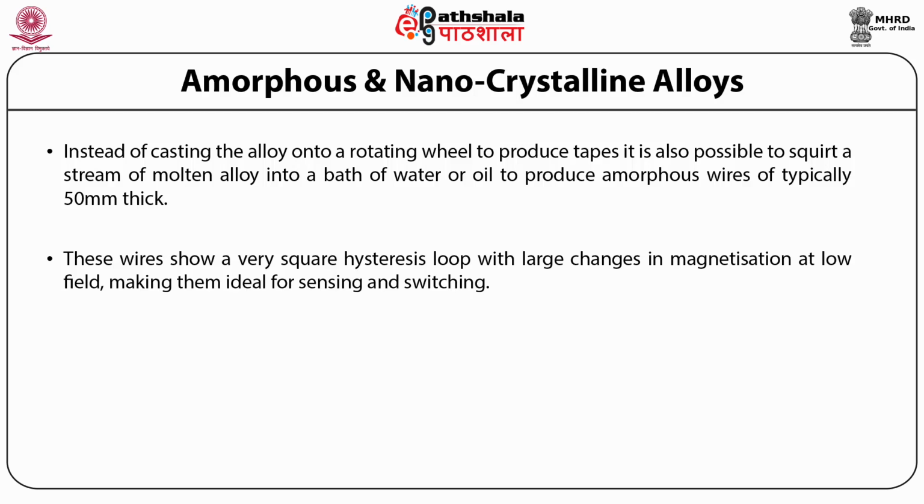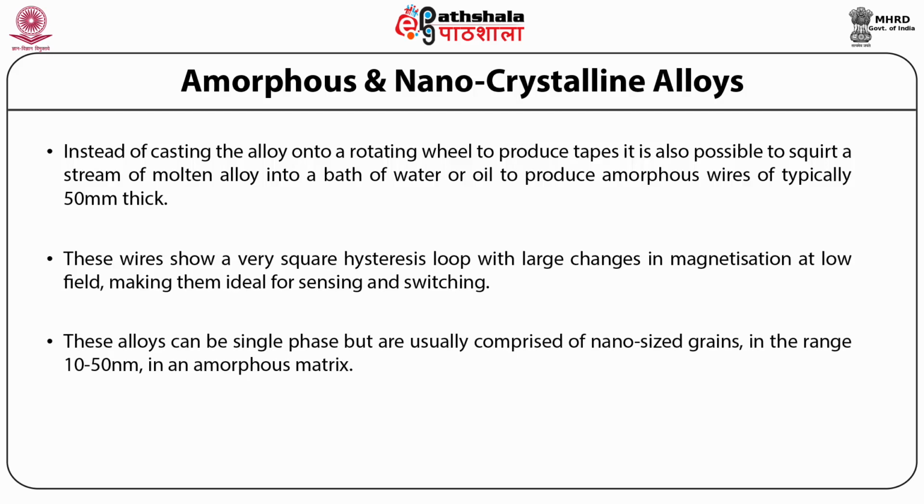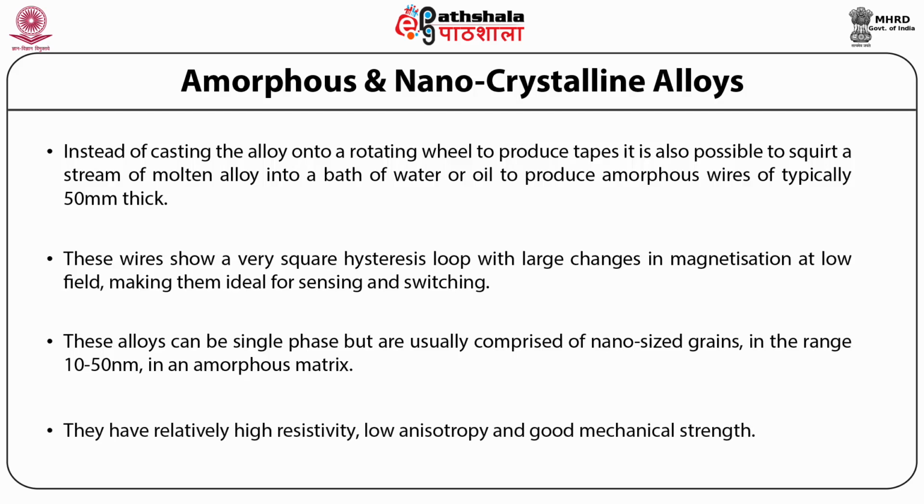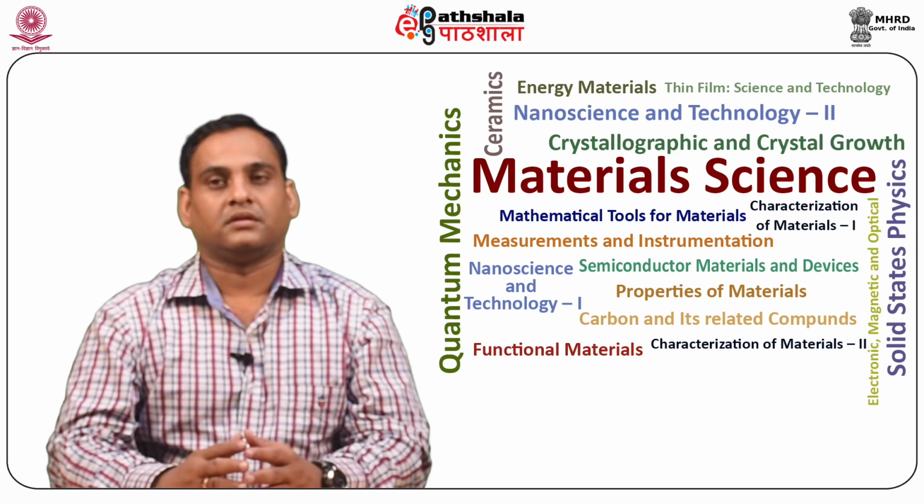Recently, there has been much interest in nanocrystalline material, which is produced by annealing the amorphous material. These alloys can be single-phase but are usually comprised of nano-sized grains in the range 10 to 50 nanometer in an amorphous matrix. They have relatively high resistivity, low anisotropy, and good mechanical strength.